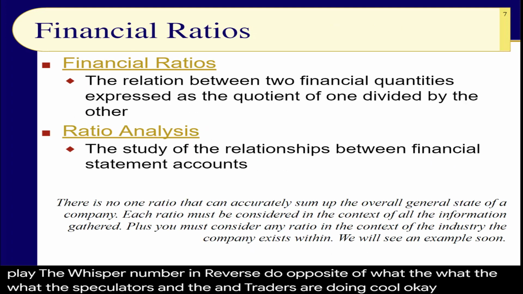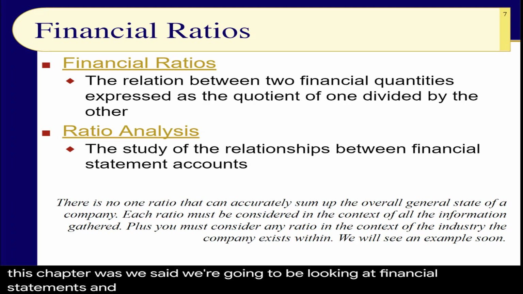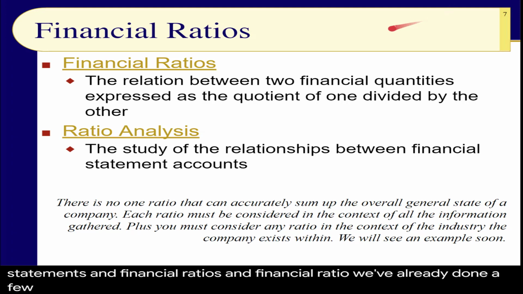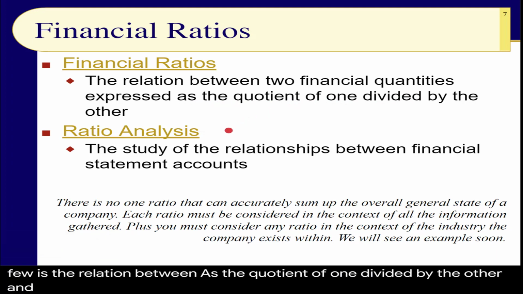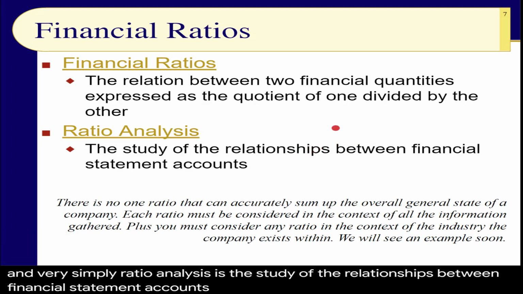Cool. Okay. Now, in this chapter, as we said, we're going to be looking at financial statements and financial ratios. And a financial ratio, we've already done a few, is the relation between two financial quantities expressed as the quotient of one divided by the other. And very simply, ratio analysis is the study of the relationships between financial statement accounts.